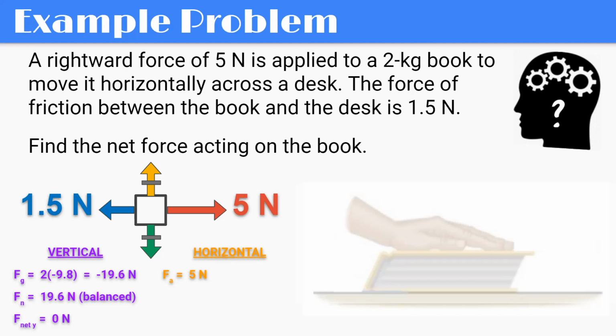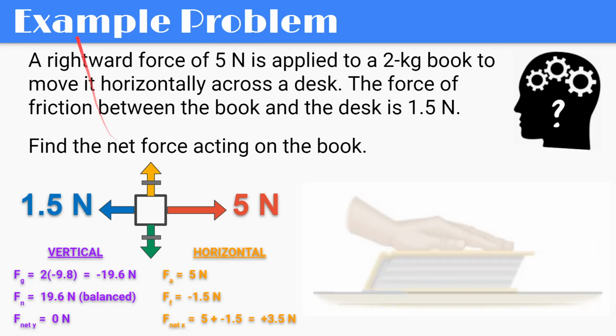In this case, I have Fa is 5 newtons. That's my applied force. I have Ff is negative 1.5. Again, these are vectors. If it's pointing to the left, I'm going to call it a negative number. If you forget that, you're going to get the wrong answer when you find your net force, because when you add them together, it's 5 plus negative 1.5. It's truly a subtraction problem at this time. And 5 plus negative 1.5, or 5 minus 1.5, is 3.5 newtons in the positive direction.